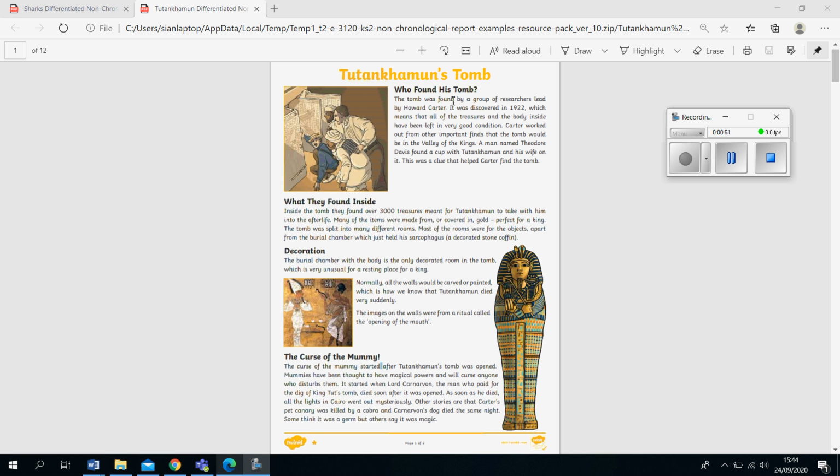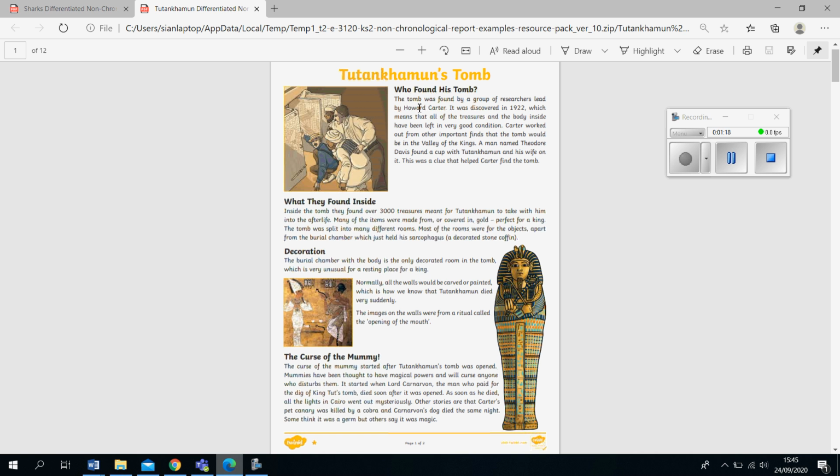We can see some features here, like a title that tells us what it's about. We've got who found his tomb, what they found inside, decoration, the curse of the mummy. These are all called headings. And underneath each of the headings, there is some information all about Tutankhamun's tomb. And these are not in time order.